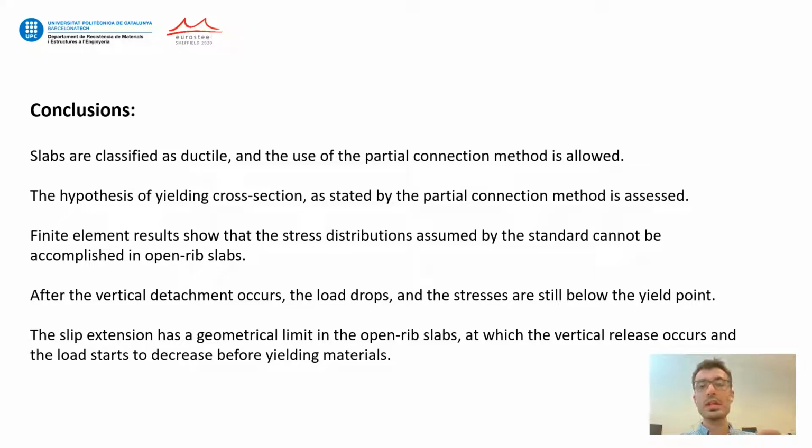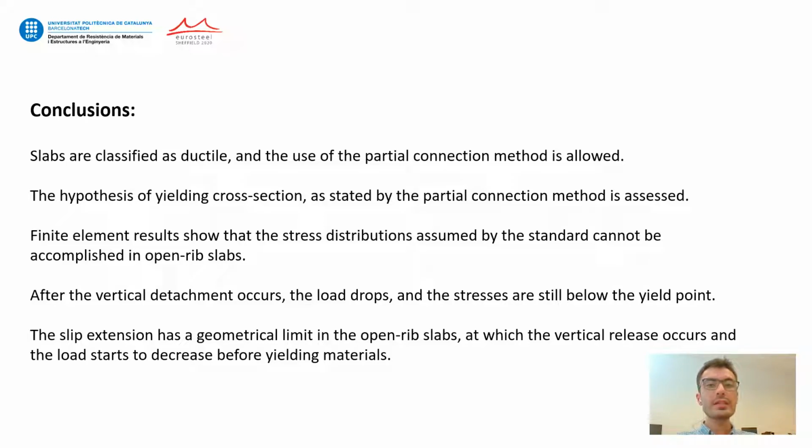The assumption can be accomplished with reentrant slabs, where a wide zone of the steel profile is under tension. The concrete slab is clamped by the profile, and the stresses can grow until the total yielding of the cross-section. The slip extension has a geometrical limit in open rib slabs, at which the vertical detachment occurs and the load starts to decrease before yielding of the material.